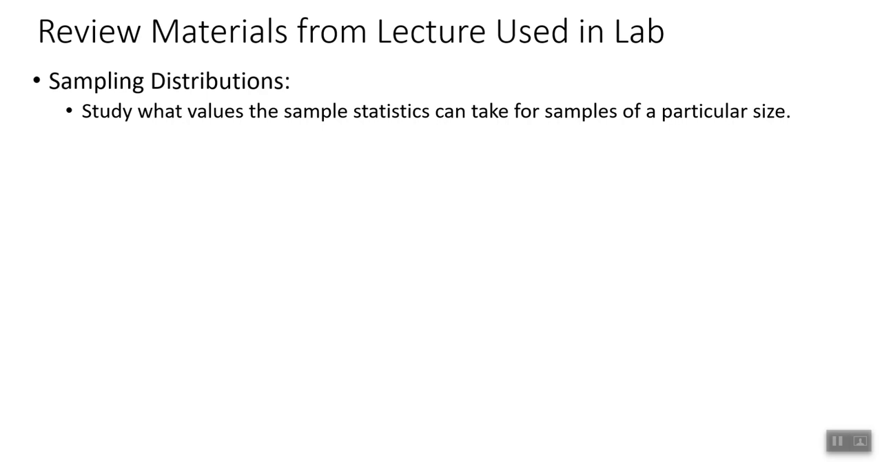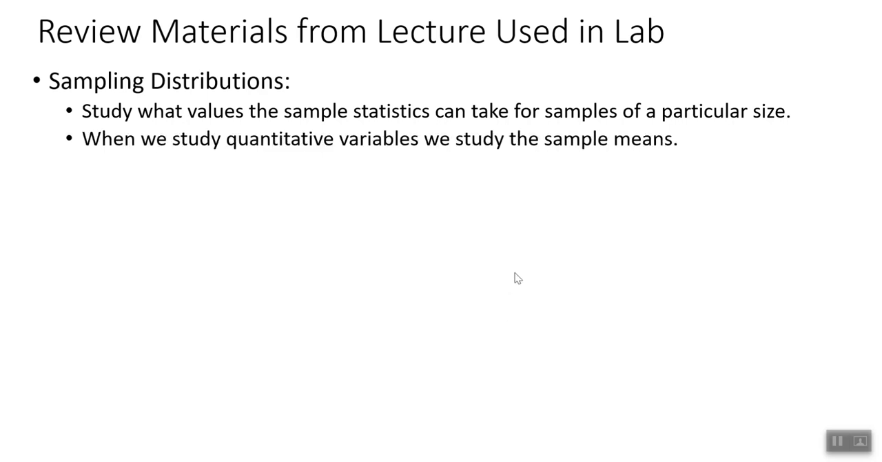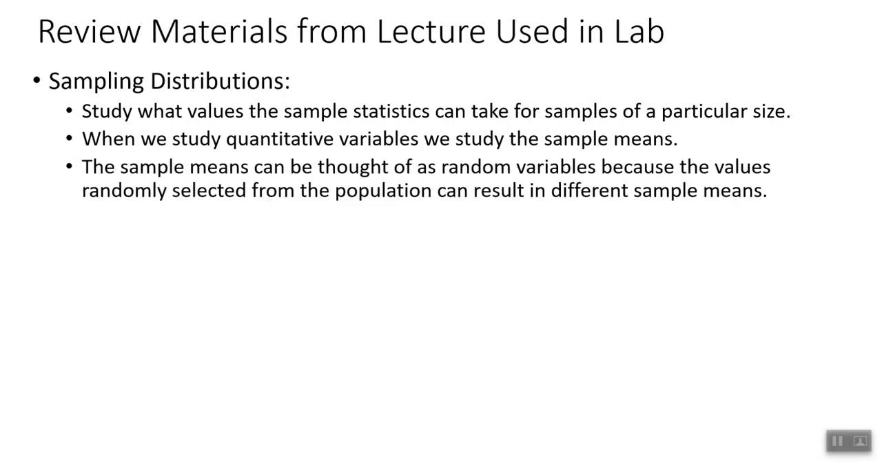Sampling distributions study what values the sample statistics can take for samples of a particular size. When we study quantitative variables, we study the sample means. The sample means can be thought of as random variables because the values randomly selected from the population can result in different sample means.